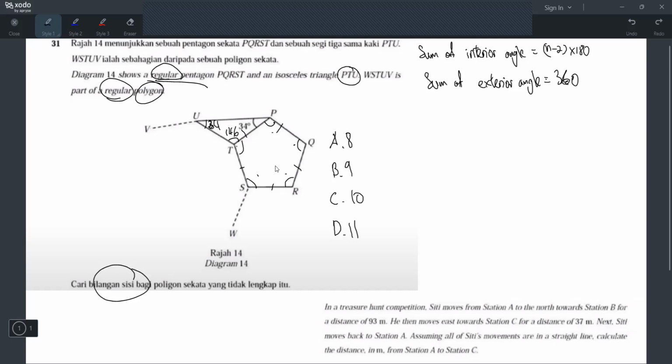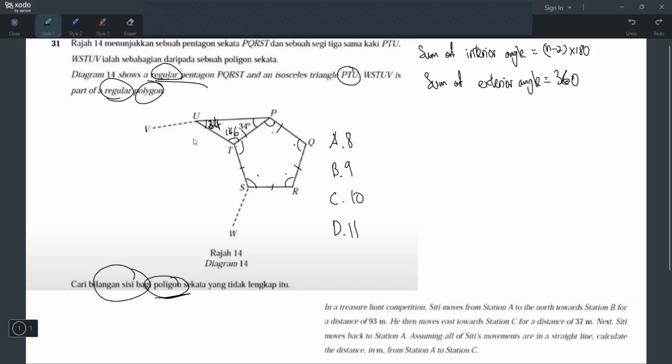Okay, how to do it? Let's see. First you need to know the interior angle for this polygon. For this outside polygon, you need to know the interior angle. But a lot of students will do it like this. They will say 180 minus 34 to get here, right? It's wrong. You cannot do it like this because they use a dotted line. If they use a dotted line, it means this is not the actual side. So you cannot assume this is the interior angle.